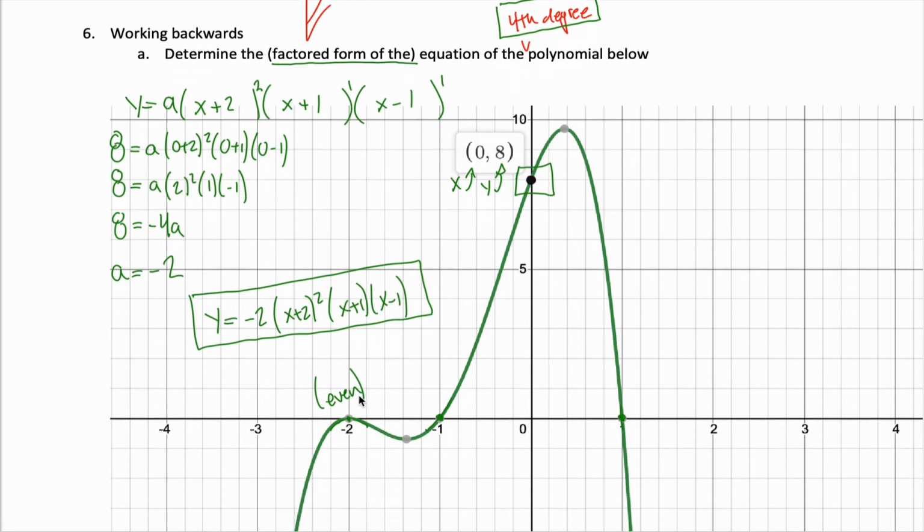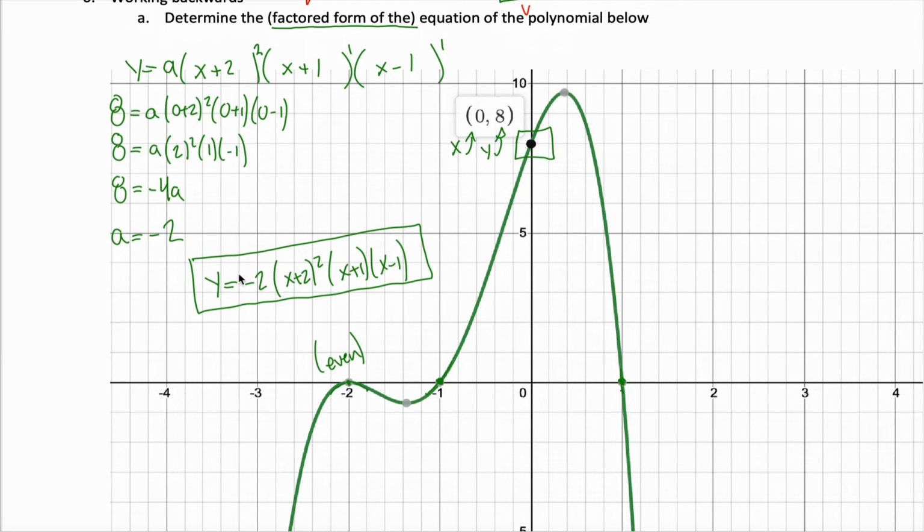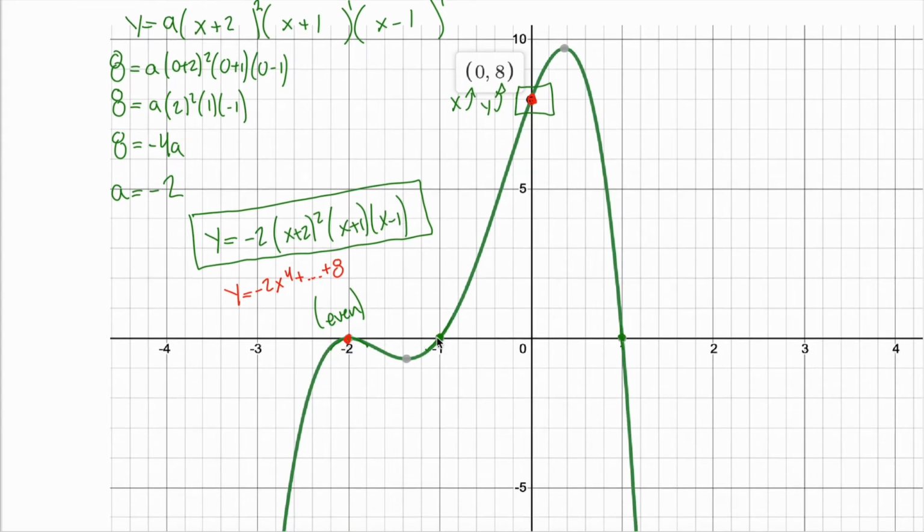If you're not positive if that's right, you could expand this thing. Think about what its unfactored form would look like. I guess it would be y equals -2x to the 4th plus a bunch of stuff, I'm not sure what, plus 8. And then you could say, all right, my y-intercept should be at 8. Sure enough, it is. My x-intercepts should be at -2, -1, and +1. Sure enough, they are.